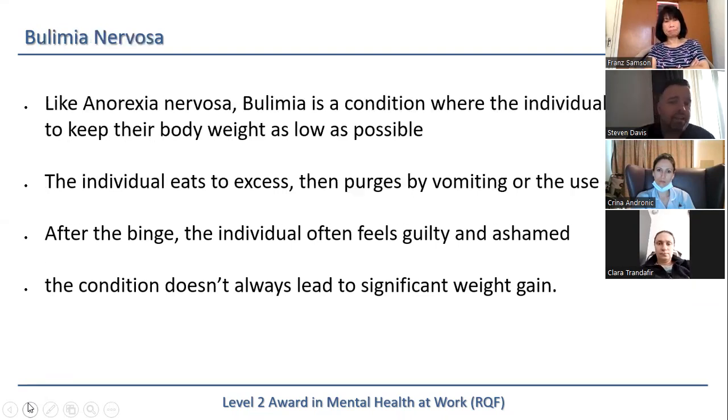And then bulimia then. So like anorexia, bulimia is a condition where the individual tries to keep their body weight as low as possible. The individual eats to excess, but then purges by vomiting. After the binge, the individual feels guilty and then ashamed. So this is the embarrassment about what they do. The condition doesn't always lead to significant weight gain, because obviously the whole point of that is purging.